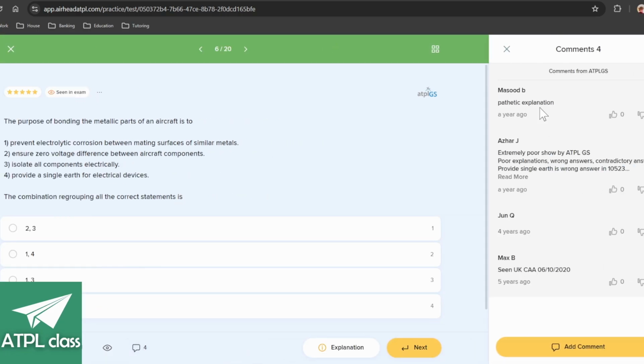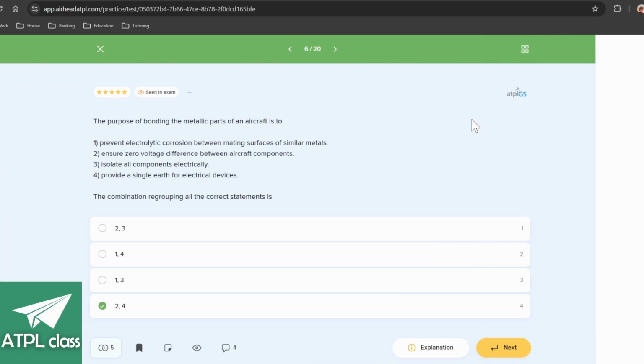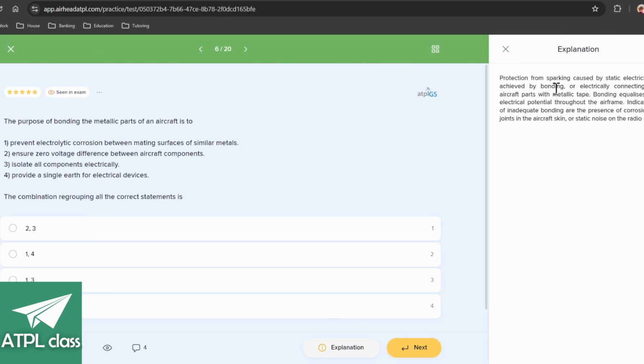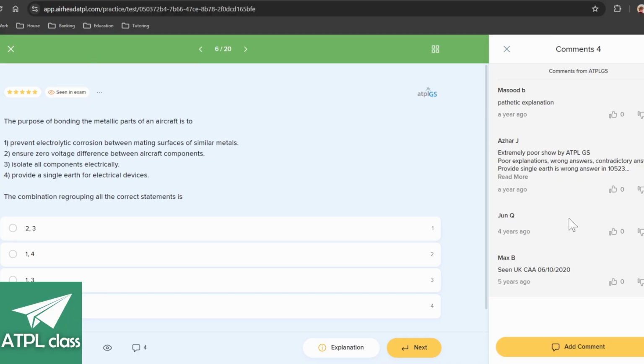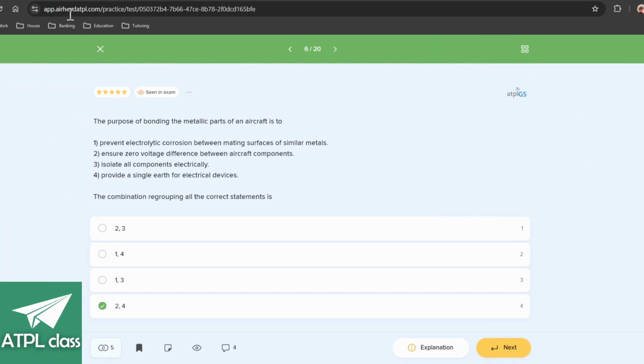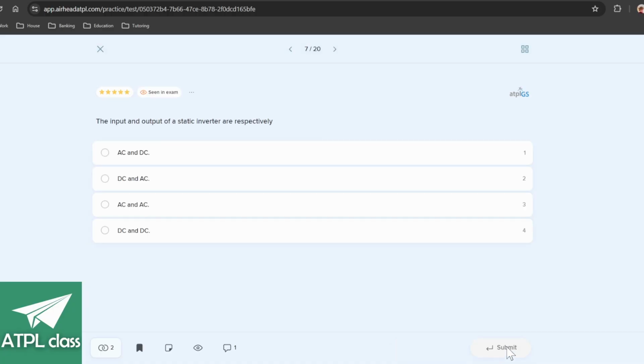Comments? Pathetic explanation. All right, somebody's not happy. Oh, I mean, pathetic's a bit strong. It's not the best, but yeah, poor explanations, wrong answers, contrary. So people are not happy with ATPL GS. This is sort of the provider of the questions. So that's why you come and get this Airhead ATPL question bank, because it's not just questions from that. You'd be a bit hard done by if you'd only signed up for ATPL GS, whereas in this question bank, you get a few more options.